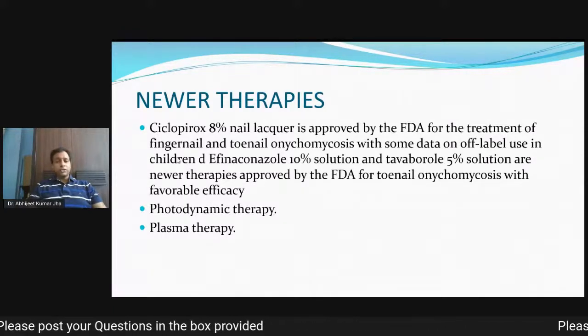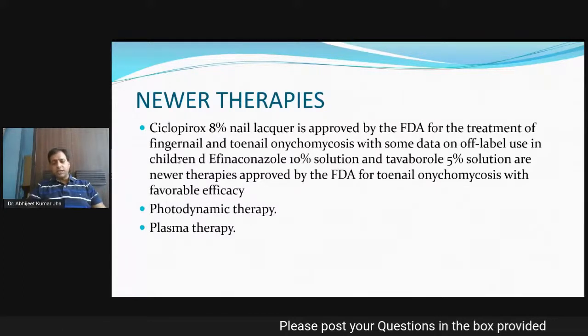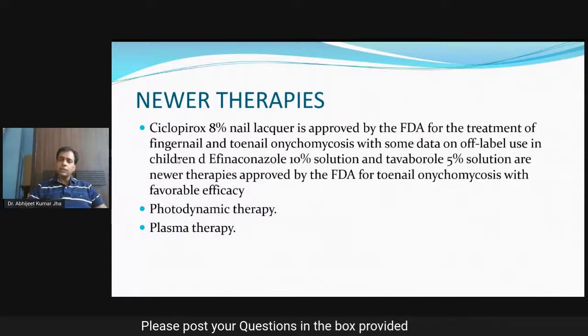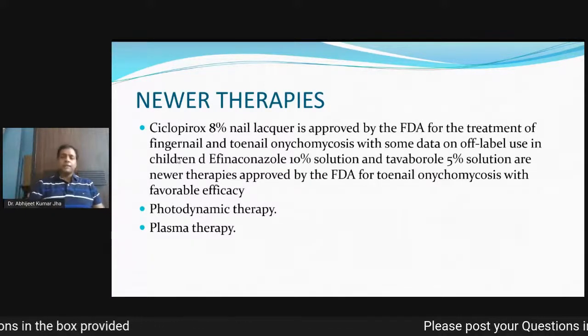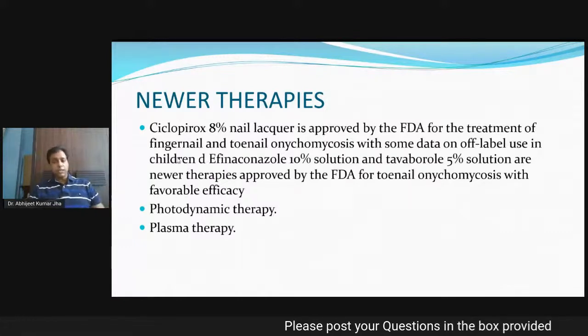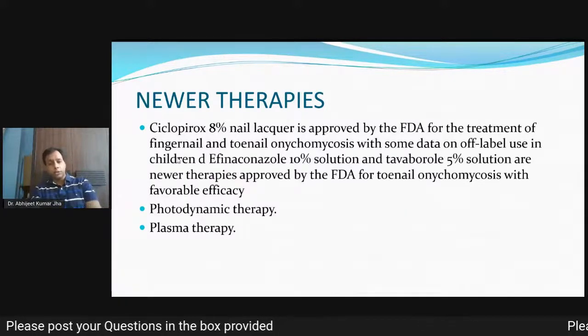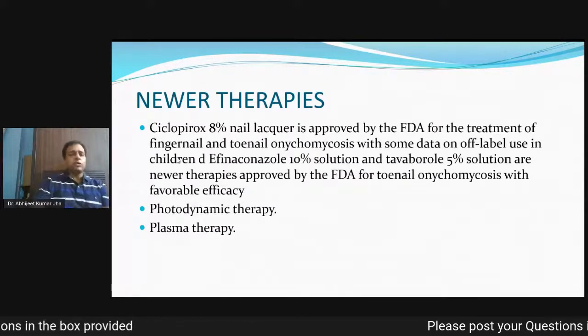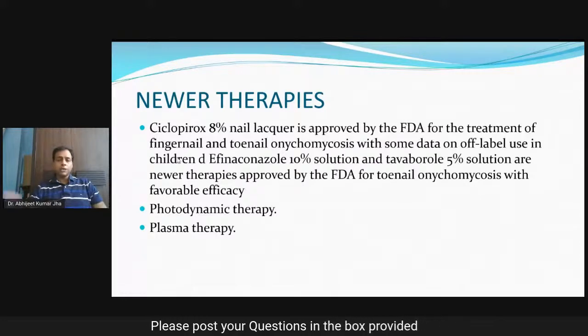Now for onychomycosis also, a few of us drill holes in the nail plate and put in terbinafine spray, and that is also an alternative which many dermatologists use abroad. So we generally tend to stick to ciclopirox and itraconazole.